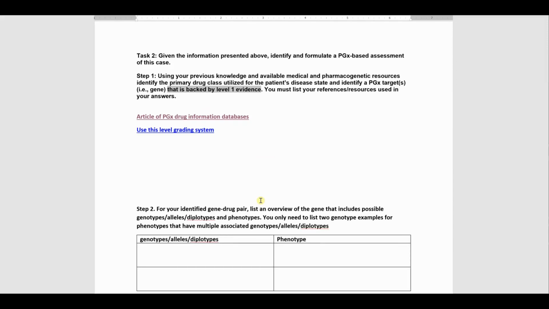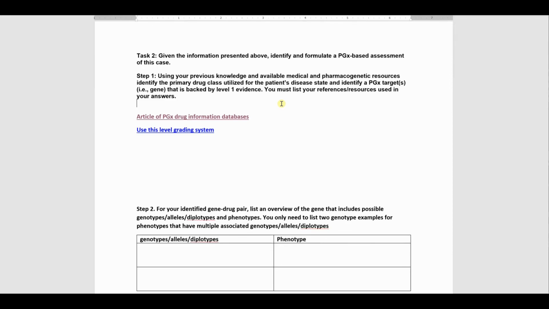Now that we have these two breadcrumbs, I guess you could call them, hints under our belt, let's think about answering this question. So step 1, again, using your previous knowledge, what we need to do is identify the primary drug utilized for this patient's disease state and identify the pharmacogenetic targets that are backed by level 1 evidence. So what's the patient's disease state here? The patient's disease state is OCD.